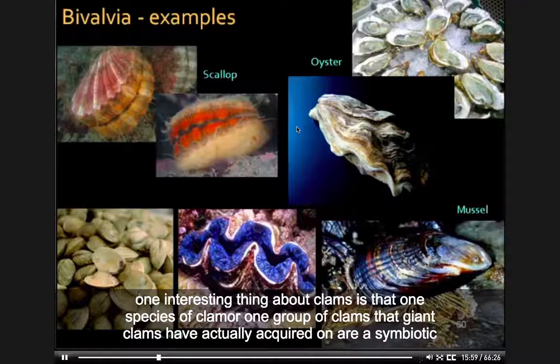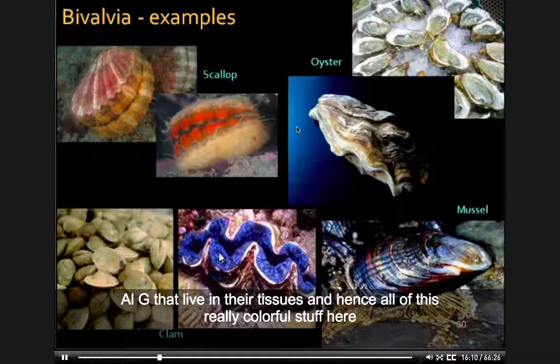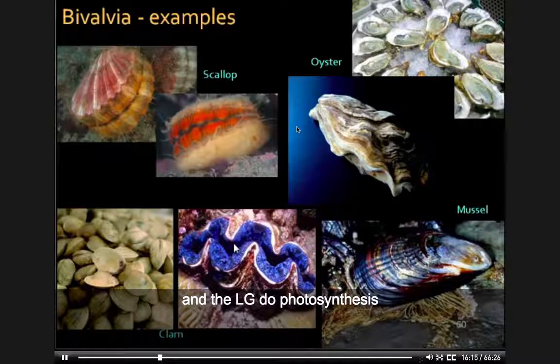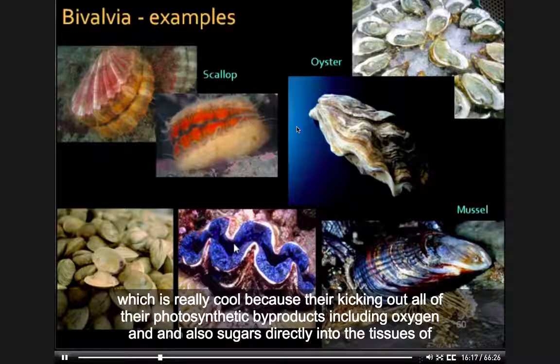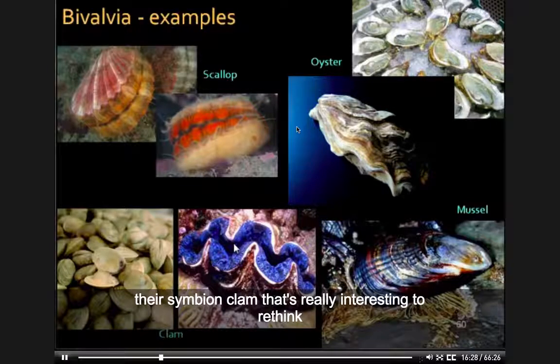One interesting thing about clams is that one species of clam, or one group of clams, the giant clams, have actually acquired symbiotic algae that live in their tissues, and hence all of this really colorful stuff here. And the algae do photosynthesis, which is really cool because they're kicking out all of their photosynthetic byproducts, including oxygen and also sugars, directly into the tissues of their symbiont clam. That's really interesting, don't you think?